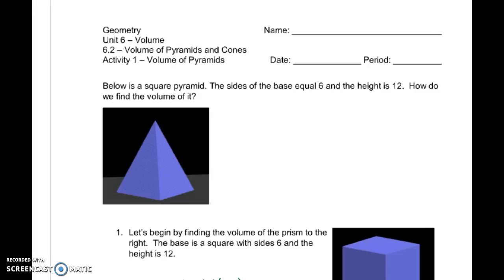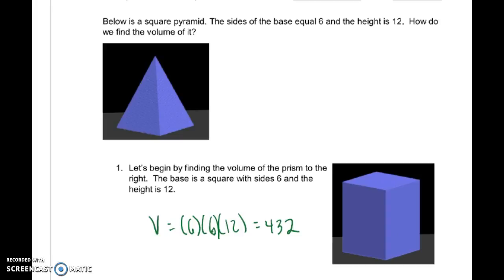Well, first of all, we're going to take this pyramid and essentially treat it as if it were a rectangular prism. We know the base is going to have sides of 6 and the height is going to be 12. So if we were to calculate this as a rectangular prism, we would just multiply the three dimensions together, 6 by 6 by 12, and that would give us 432.